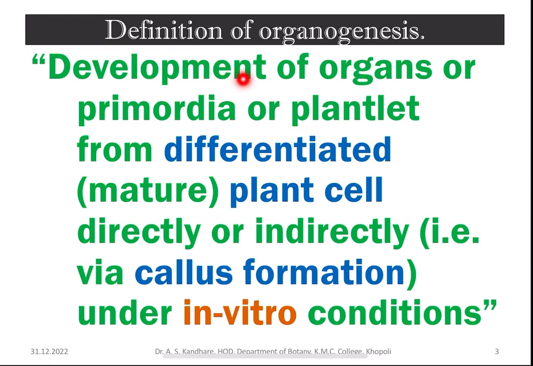So therefore development of organs or primordia or plantlet from differentiated mature plant cell directly or indirectly, that is via callus formation under in vitro condition, is called organogenesis.